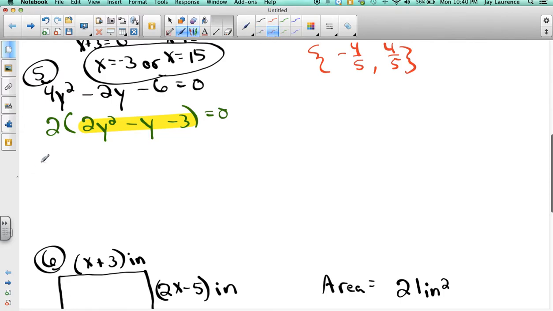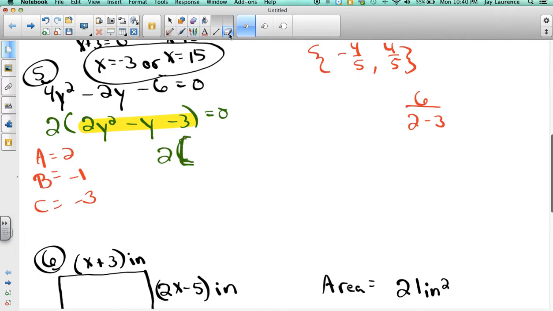So let's see here. A, B, C. Easy as 2, -1, -3. All right. So I'm going to multiply A times C and get 6, right? And I need two factors of 6 that subtract to get -1. Well, how about a 2 minus a 3? So I'm going to rewrite this as 2 times, and actually I should probably go with a bracket there. That looks pretty poor, so I'm going to rewrite it.